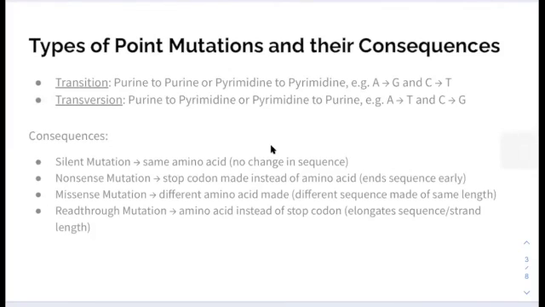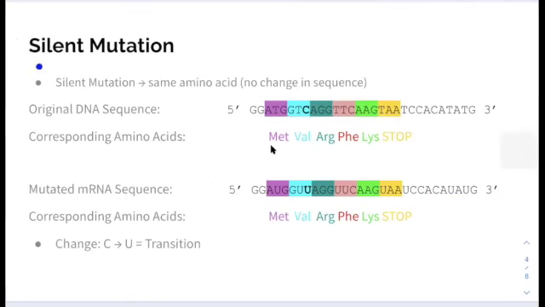We will look more into the consequences and different specific types of mutations from the change of either one transition, which is a purine to a purine or a pyrimidine to a pyrimidine, such as A to G and C to T, or one transversion, which is a purine to a pyrimidine, or vice versa, such as A to T and C to G. A silent mutation is changing one amino acid to the same amino acid.